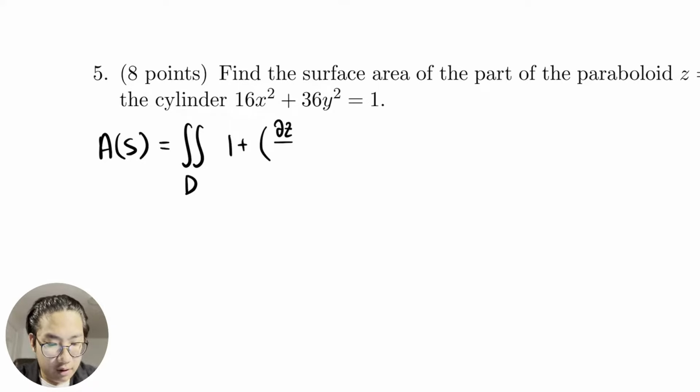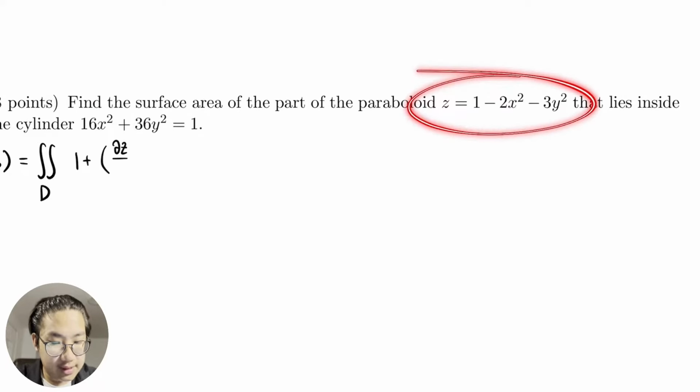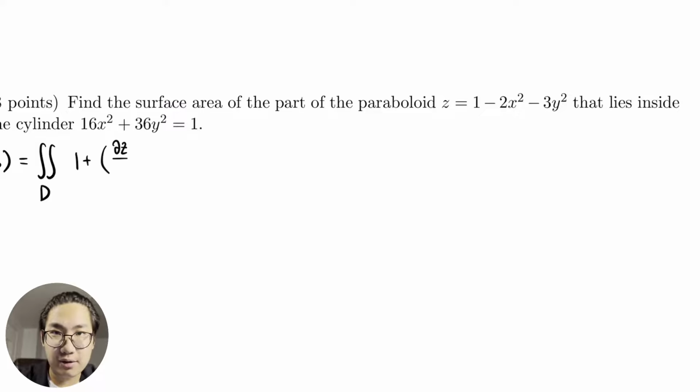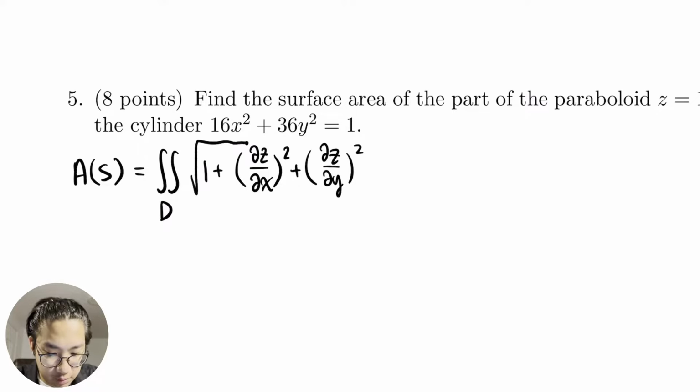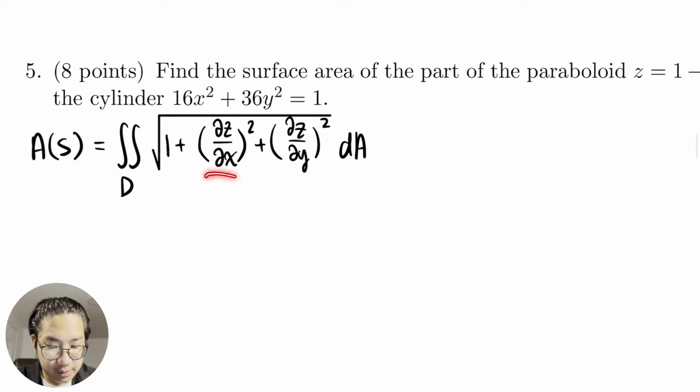So this is where we have our surface as a function, as in z or f is equal to some function of x and y. So partial z partial x squared plus partial z partial y squared, and this is all under the square root. And then dA. So seeing this, we obviously will first need to compute what partial z partial x and partial z partial y are. So we'll do that over here.